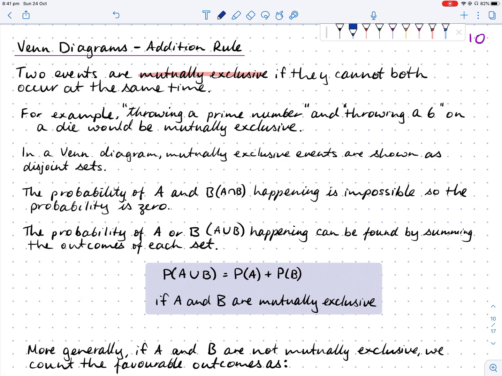because if I want an even number, then I'm looking at the numbers 2, 4, and 6. Throwing a prime number, one's not a prime number, 2 is, 3 and 5, you can see there is an overlap there of the two. So if there is an overlap of those two events, then they are not mutually exclusive. If there's no overlap altogether, then they are mutually exclusive.